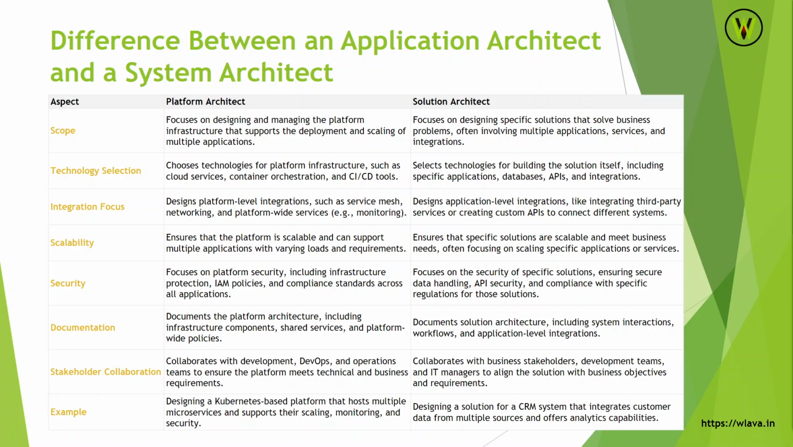Documentation: the platform architect documents the platform architecture, including infrastructure components, shared services, and platform-wide policies. The solution architect documents solution architecture, including system interactions, workflows, and application-level integrations. Stakeholder collaboration: the platform architect collaborates with development, DevOps, and operations teams to ensure the platform meets technical and business requirements. The solution architect collaborates with business stakeholders, development teams, and IT managers to align the solution with business objectives and requirements. Example: designing a Kubernetes-based platform that hosts multiple microservices and supports their scaling, monitoring, and security, versus designing a solution for a CRM system that integrates customer data from multiple sources and offers analytics capabilities.